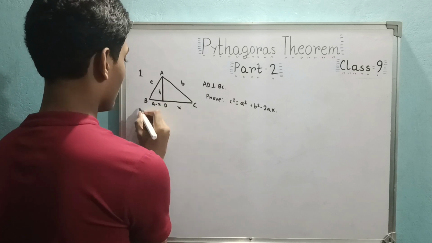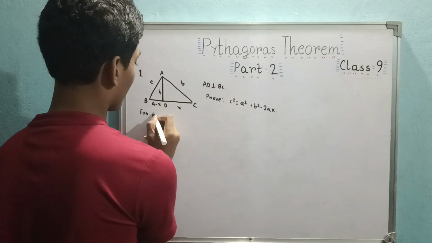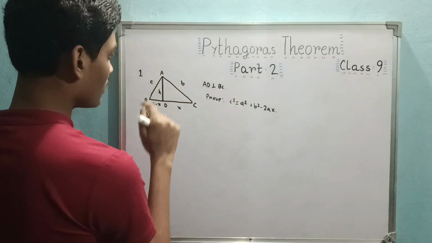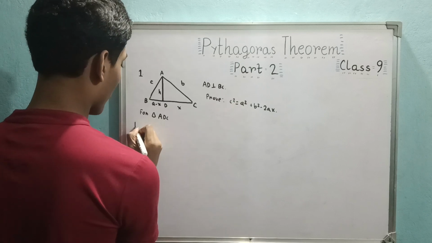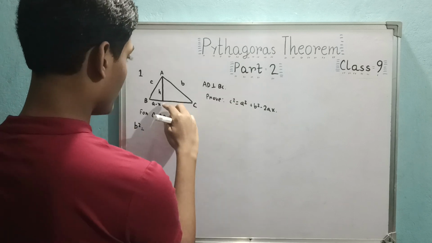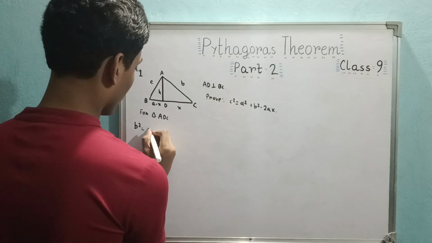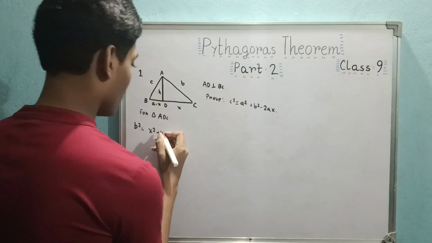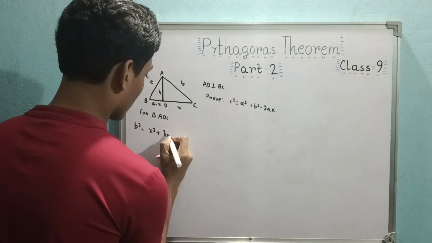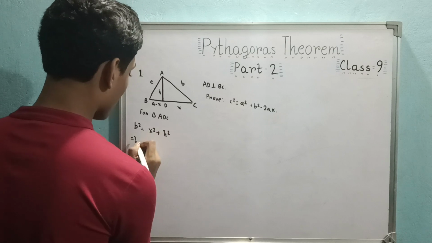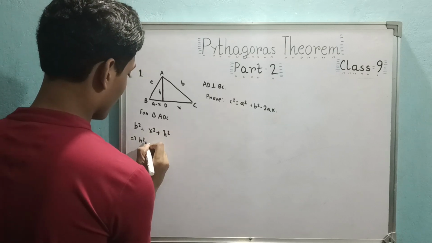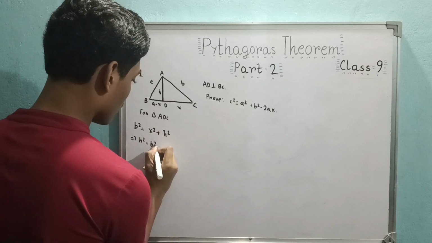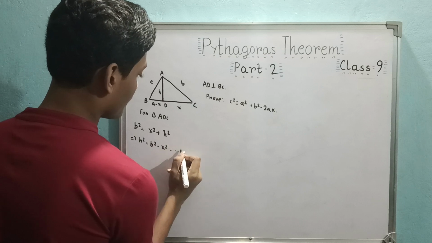For triangle ADC, what is the hypotenuse? AC, which is B. B square equals base square, DC is the base, which is X, so X square, plus height square, height is AD, which is H, so H square. Now I take H square to one side, then H square equals B square minus X square. Keep it as 1.